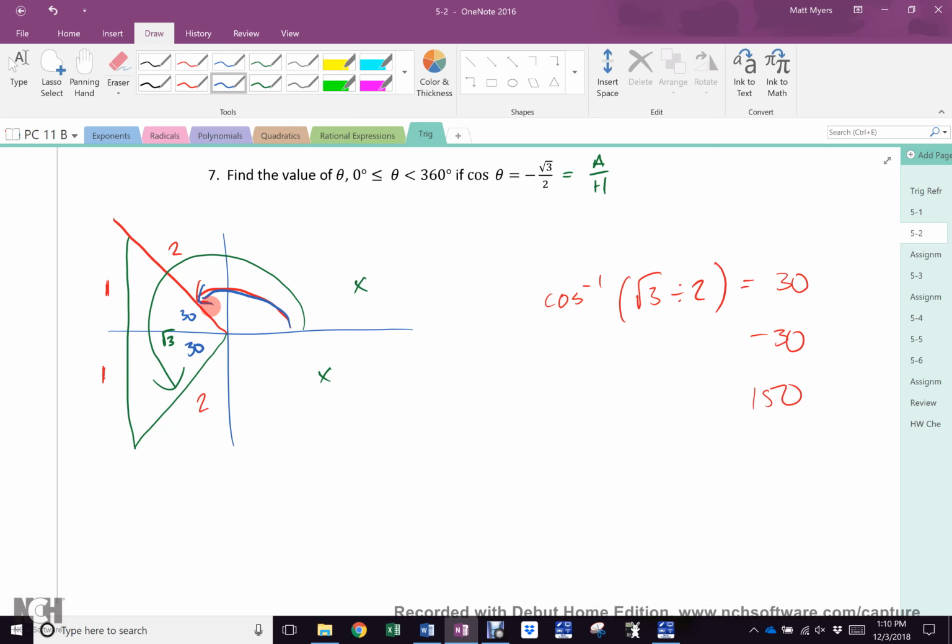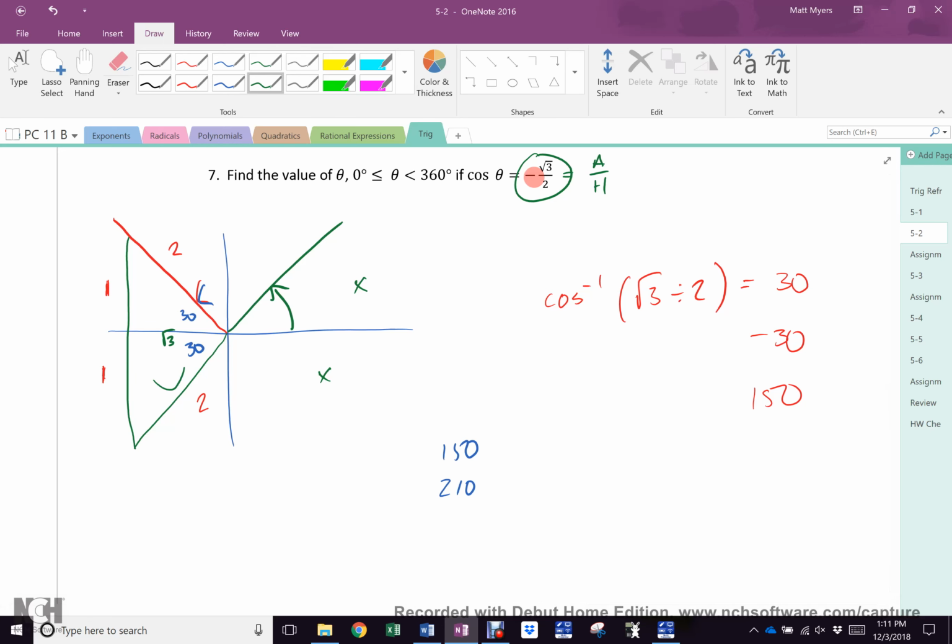Okay? So what are they? It's either 150 or 210. It can't be 30 because 30 would be over here. And it would have a positive cosine. Okay? Everybody good?